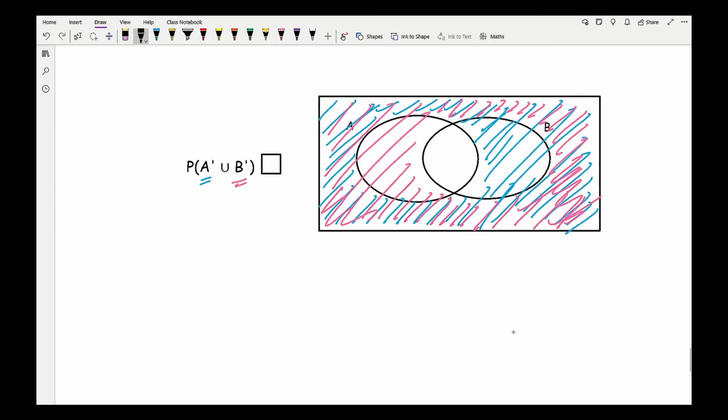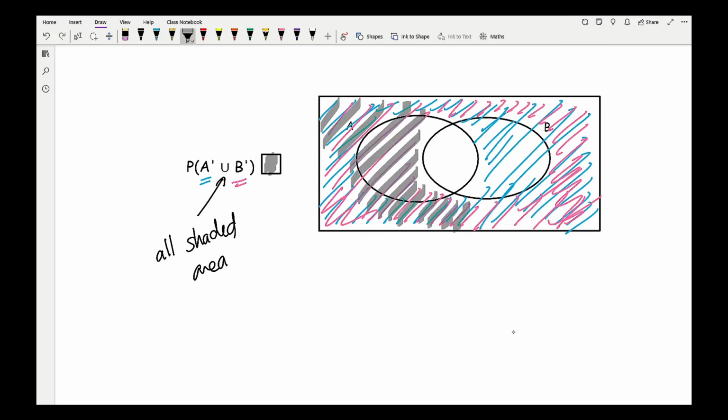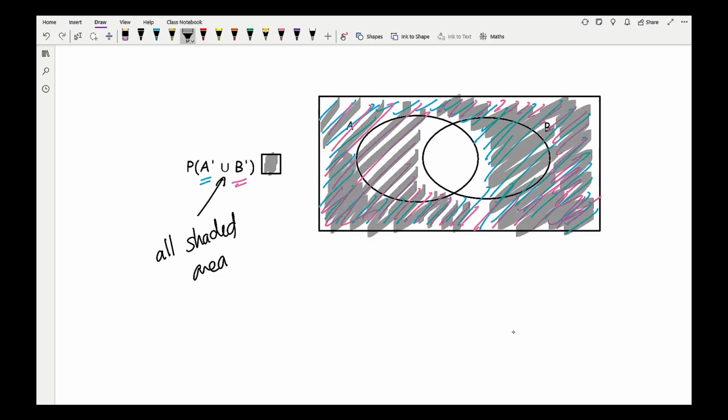And again, because I'm wanting all shaded areas, if I highlight the bits that I want in grey, it's basically everything apart from that middle section. And like I said, hopefully if you're going to be shading this in, you're going to do a much neater job than what I'm doing. And there we go. And that is it.